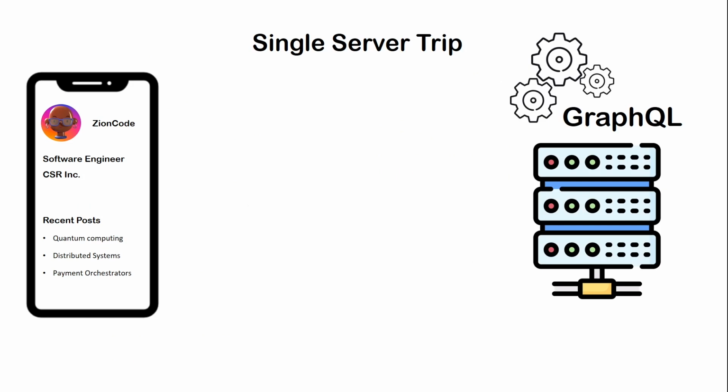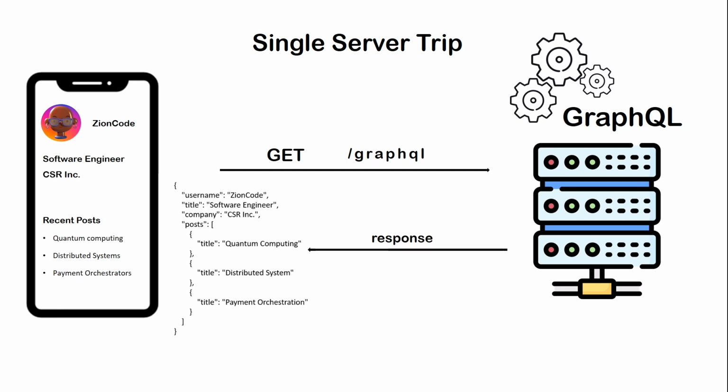So in our case, we make a single server trip, making a GET call to GraphQL's endpoint, specifying the data we need via what is called a query, and then we get a response that represents only what we've asked for. And with that, you don't need to make multiple round trips to your server, and you absolutely solve the problem of overfetching. In return, you're saving bandwidth and you're also saving processing power. And that is where GraphQL actually shines.